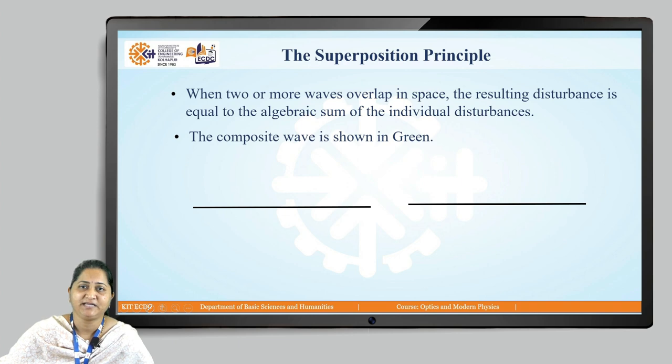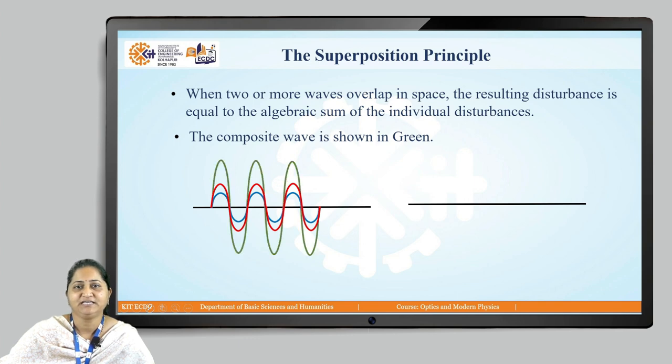Interference can be explained by the superposition principle. So we know that when two or more waves overlap in space, the resulting disturbance, that means the amplitude of that disturbance, is equal to the vector sum of individual disturbances, that is individual amplitudes. So herein we can see this one wave and we will show another simultaneous wave. Now these two waves interfere with each other, and the resultant wave, which is shown in green color, is the vector sum of these two waves.